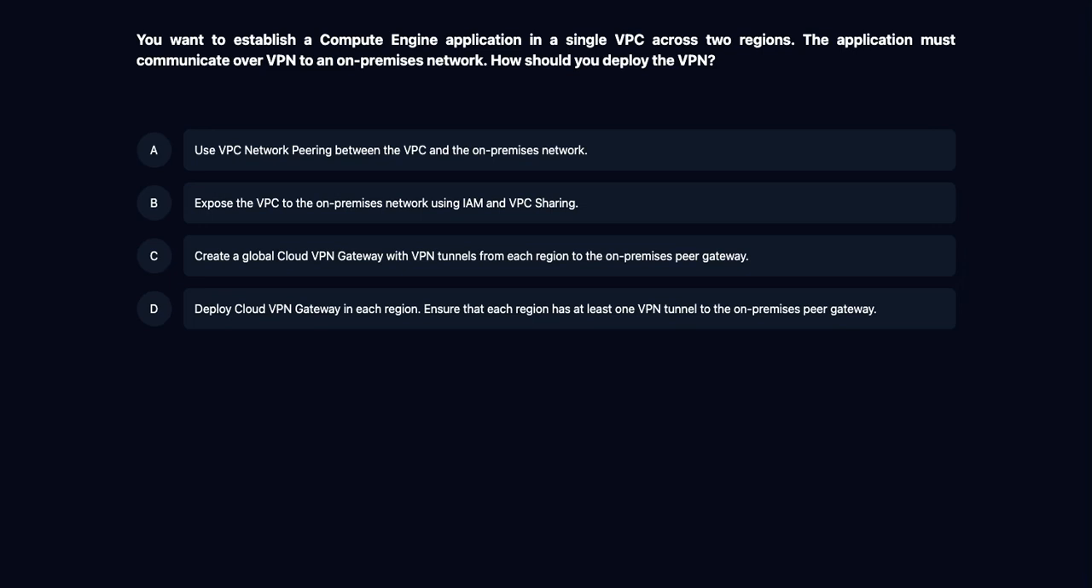Option C. Create a global Cloud VPN gateway with VPN tunnels from each region to the on-premises peer gateway. Option D. Deploy Cloud VPN gateway in each region. Ensure that each region has at least one VPN tunnel to the on-premises peer gateway.